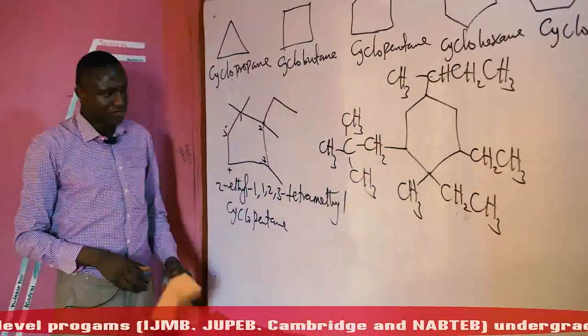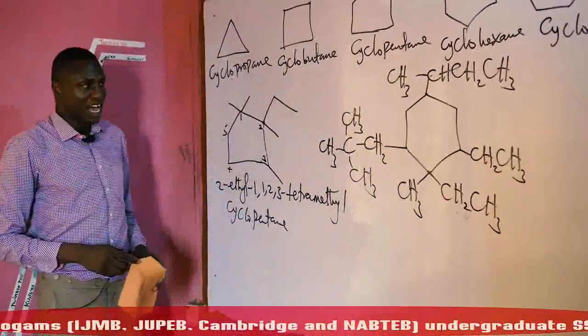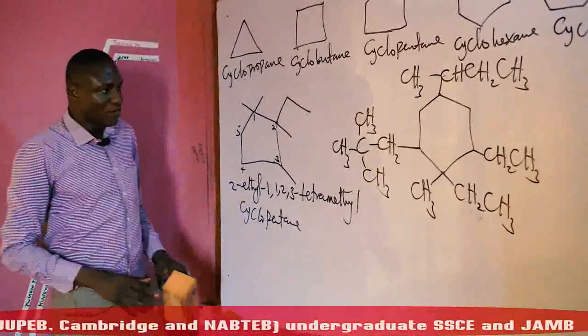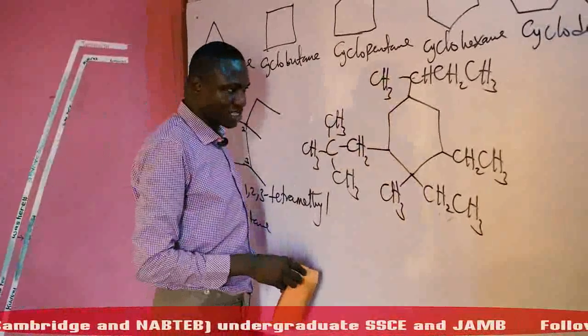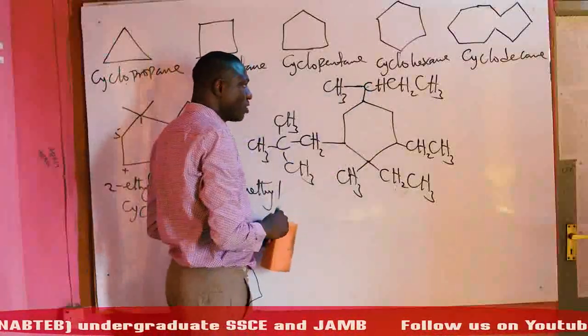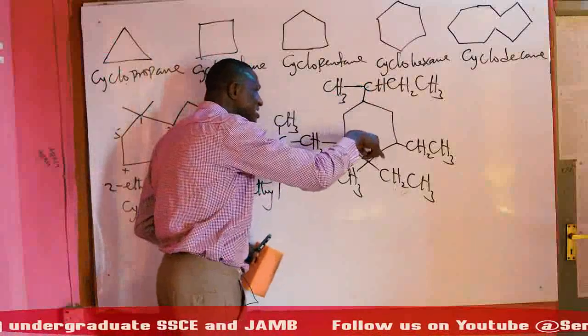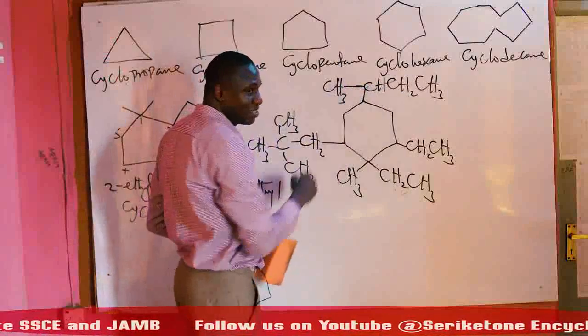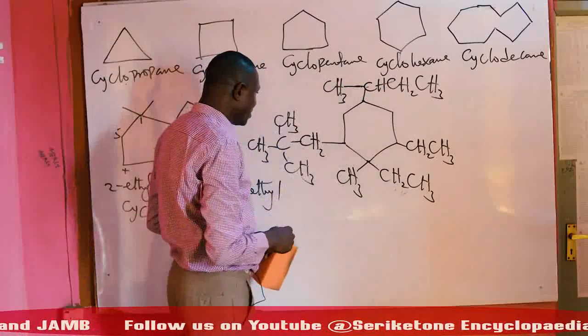Now, looking at this compound, it's still a hydrocarbon, and of course an alkyl. No double bond, no triple bond, no other functional group. But we have several alkyl groups attached to it. This alkyl group is a butyl, but the alkyl group is linked to the ring on the second carbon atom. So this is a sec-butyl. Sec-butyl, I've taught you that.